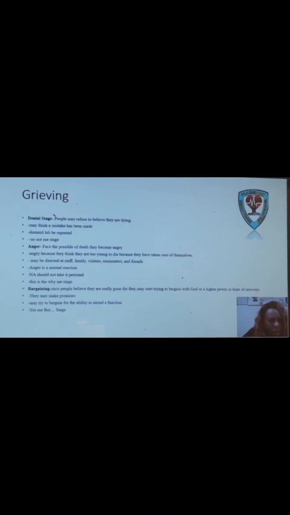This is the "why me" stage. Bargaining. Once people believe that they are really going to die, they may start trying to bargain with God or their higher power in hope of recovering. They may promise things like, "If I'm healed, I promise I will go to church every Sunday, and I will pay my tithes, like I'm supposed to." They begin to bargain for their life.